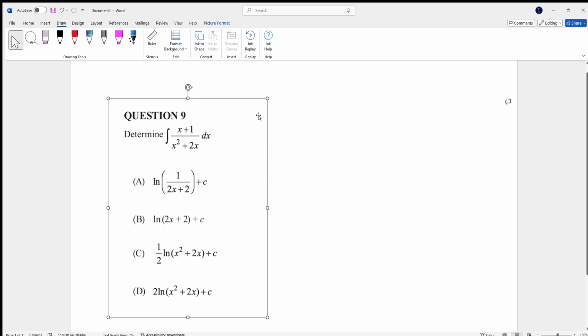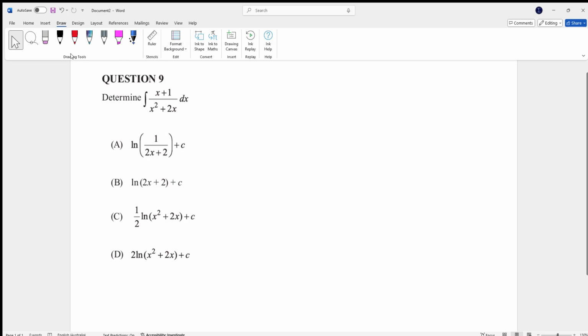I'm just going to move this a little bit up so I have a bit more writing room. What we look for is the inside function, or the biggest algebraic expression. We are going to change everything in terms of the variable into a new variable. So I'm going to let u equal x squared plus 2x.